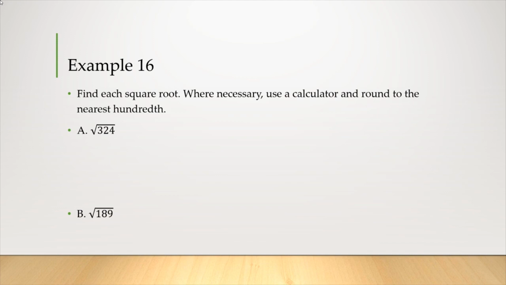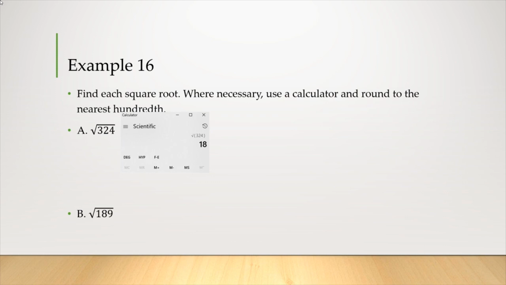All right, so a couple more examples. Now we're going to look at square roots and the Pythagorean theorem. And with these, you can start using your calculator. And basically for this, you only need a scientific calculator. So it says, find each square root. Where necessary, use a calculator, round to the nearest hundredths place.